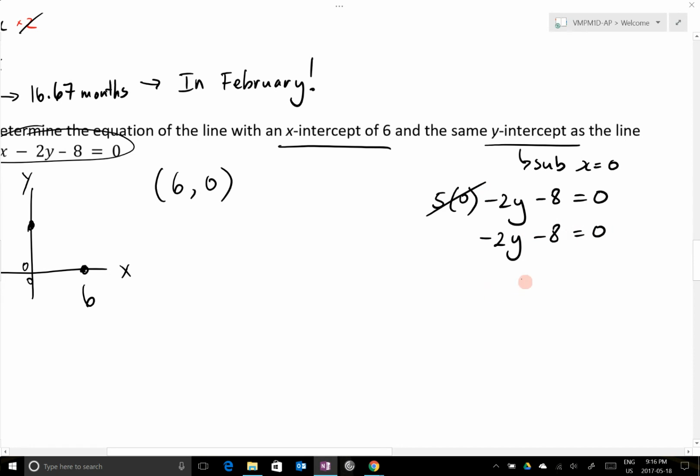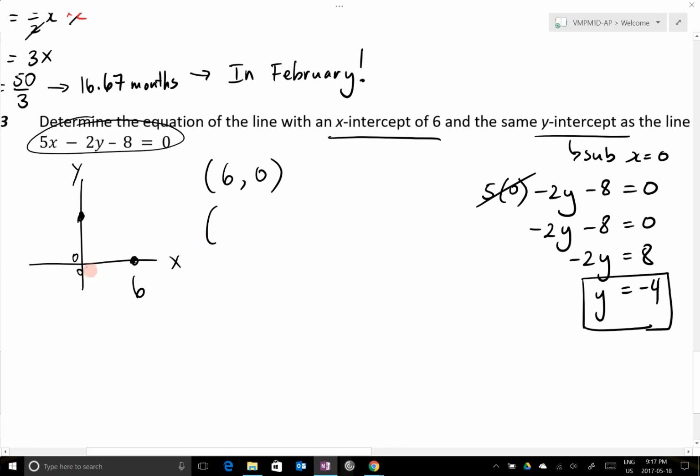Solve for y, okay? Add 8 to both sides, so negative 2y equals 8. If I divide both sides by negative 2, I get negative 4. So y equals negative 4. So now my y-intercept has the coordinates. Now x is going to be 0, and the y value is going to be negative 4. So in fact, it's going to be down here rather than up there. Okay. Oops. All right. So I have two coordinates.